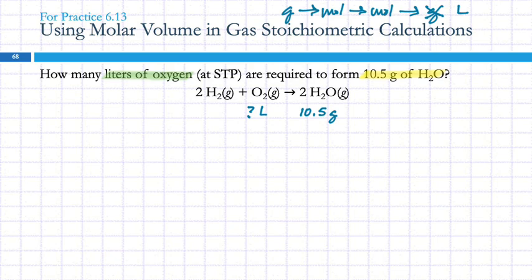You can do it that way, but it's longer, right? And what are the temperature and pressure? Well, they're given here, STP. The temperature is 0 Celsius, or 273 Kelvin, and the pressure is 1 atmosphere. But that means that we can use the molar volume of a gas, which tells us that 22.4 liters is equal to 1 mole.